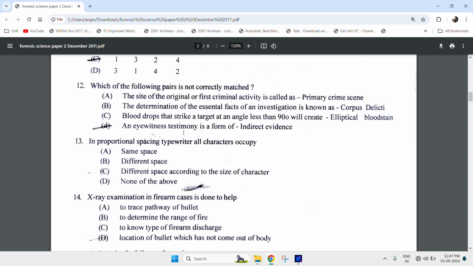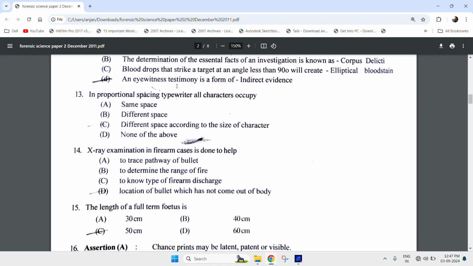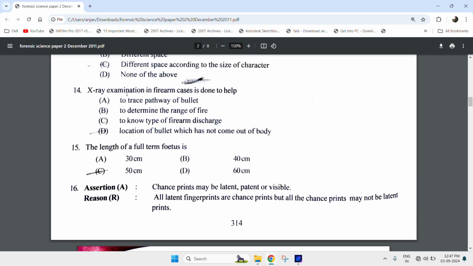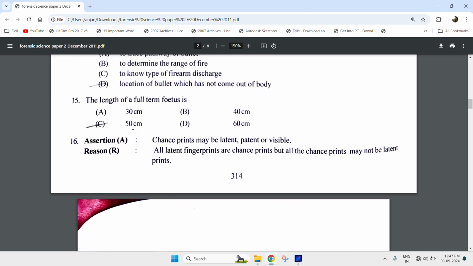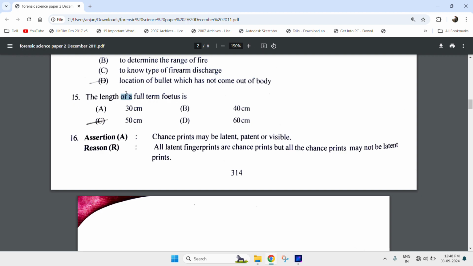An eyewitness testimony is a form of indirect evidence. In proportional spacing typewriters, all characters occupy different space according to the size of the character. X-ray examination in firearm cases is done to help locate a bullet which has not come out of the body. The length of a full-term fetus is 50 cm.